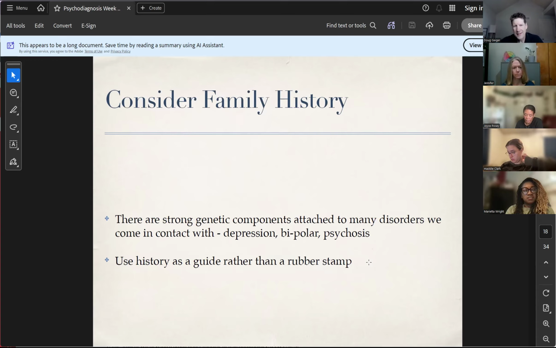So another thing is to consider the family history, and that's what your doctor does, right? Don't they always ask you, is there any history of this in your family? So we want to, as counselors, ask these things too, because there's going to be a lot of information that you can gain from where they've been, where their family's been. There are strong genetic components attached to many disorders like depression, bipolar, psychosis, and so on. You could probably all think about your family history and something that you have that's been generated out of genetics and things like that. So mental health is the same.